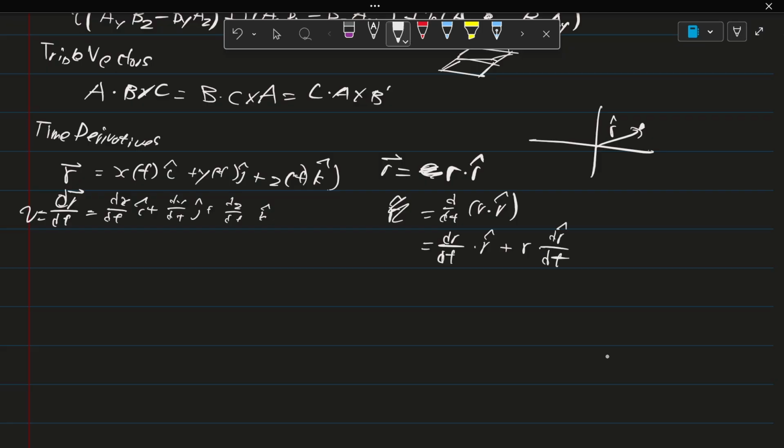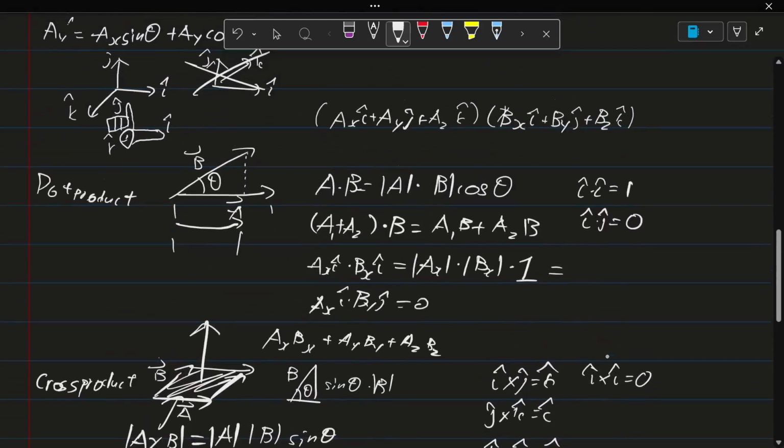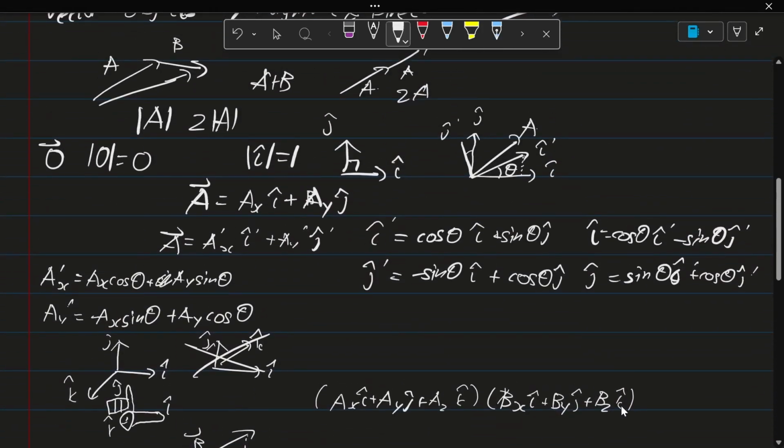Now this is something that's very questionable. What is the dr hat over dt? Here's a way for you to solve this. The r hat direction is already defined, because we know from previously that if you change the direction, you could have something like this, right? And this thing here is very similar to the r hat.